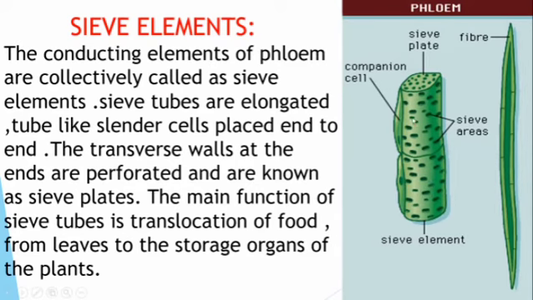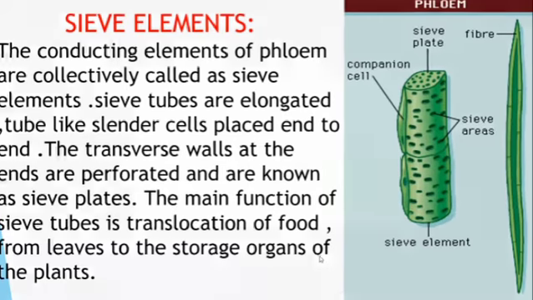These sieve tubes are elongated, tube-like slender cells placed end to end. The transverse walls at the end are perforated and are known as sieve plates. The main function we know very well: the sieve elements of the phloem translocate food from leaves to the storage organs of the plant.